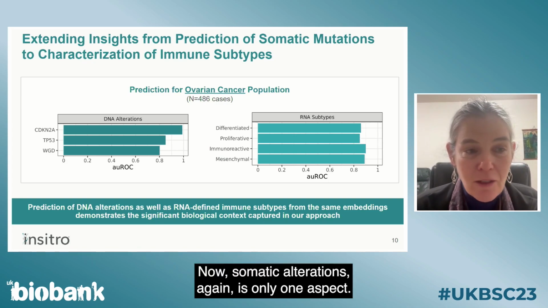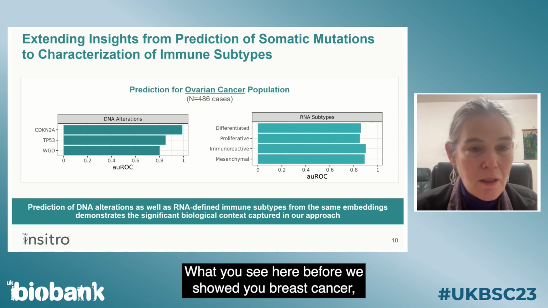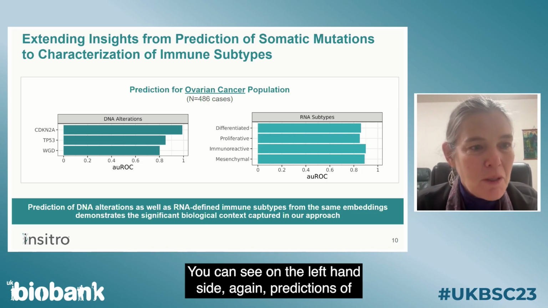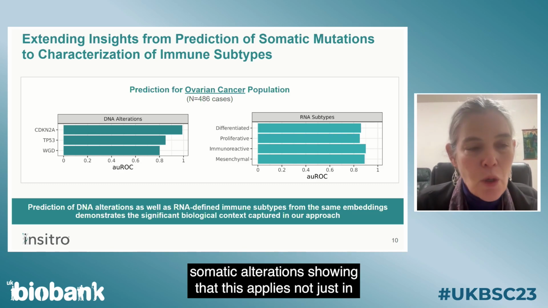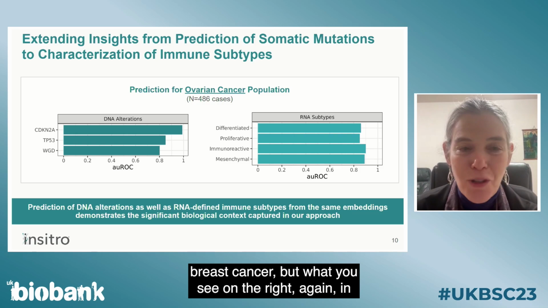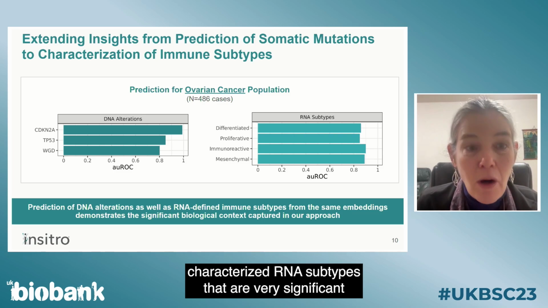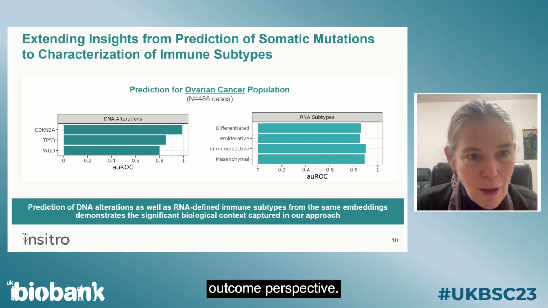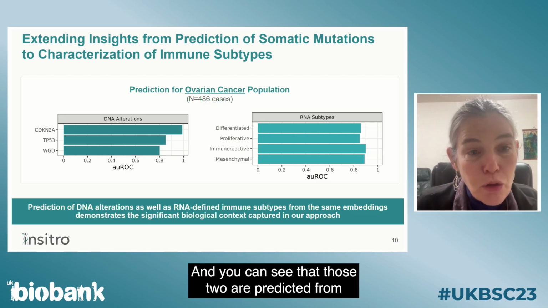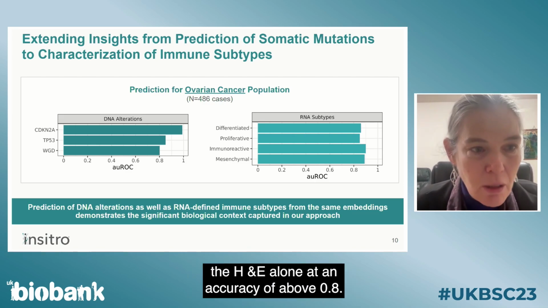Somatic alterations, again, is only one aspect. Before we showed you breast cancer; this is ovarian cancer. You can see on the left-hand side, again, predictions of somatic alterations, showing that this applies not just in breast cancer. But what you see on the right, again in ovarian cancer, is the ability to predict a set of well-characterized RNA subtypes that are very significant from a clinical outcome perspective. And you can see that those too are predicted from the H&E alone at an accuracy of above 0.8.